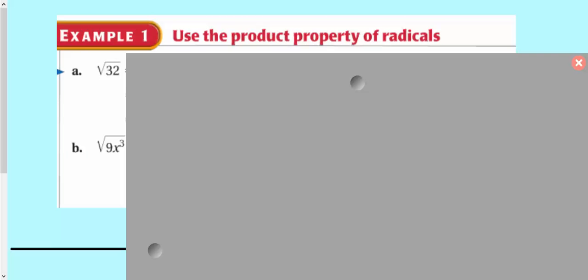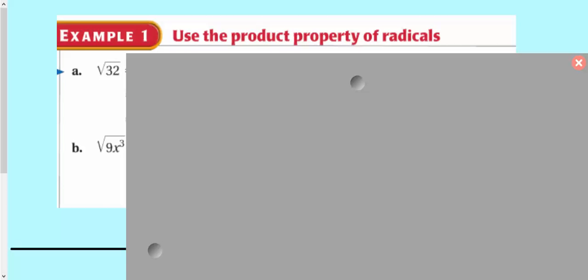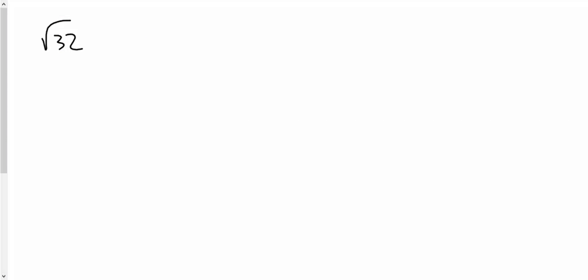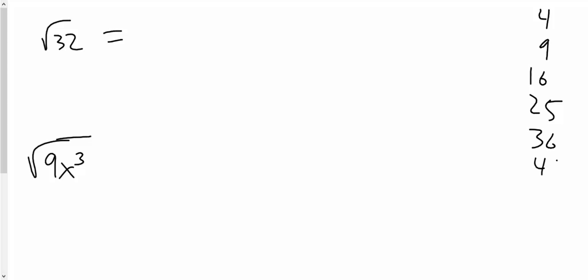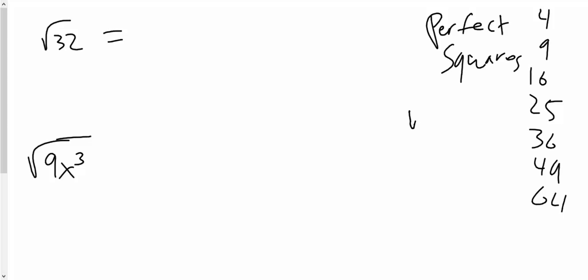Okay, let's get right to it. Root 32. I'm actually going to do this on a separate page here. Root 32 and root 9x cubed, and then show you how we approach these problems. So root 32, you're going to be looking for your perfect squares. 4, 9, 16, 25, 36, 49, etc. We can keep going, but these are the perfect squares. The reason why they're called perfect squares is because if I take the square root of any of these, they're going to give you a nice whole number.